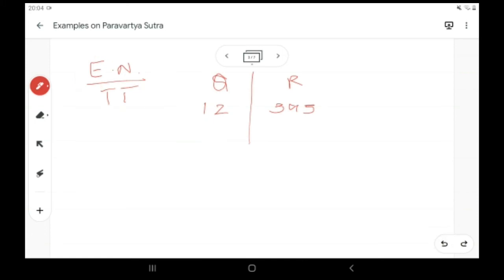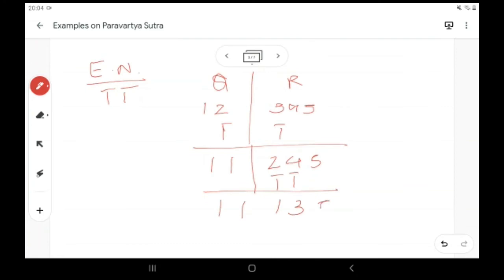So multiply 1 bar and 1 bar into the 1 to the subsequent digits. This will give us 1, 1, 2, 4, 5. Next, 1 bar and 1 bar into 1 to the subsequent digits. So this will be 1 bar, 1 bar. So you'll again get 1, 1, 1, 3 and 5.